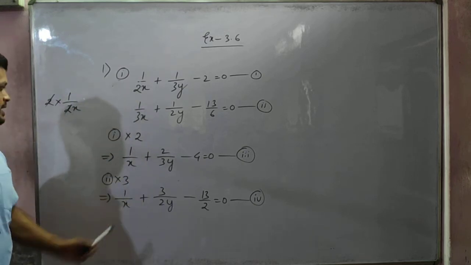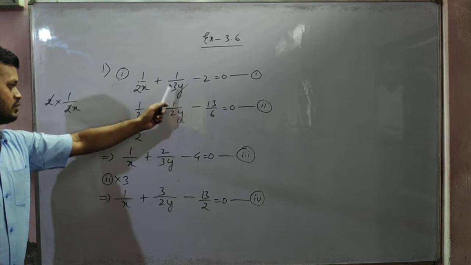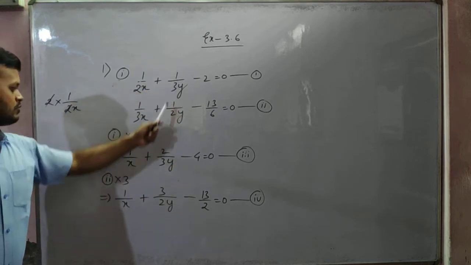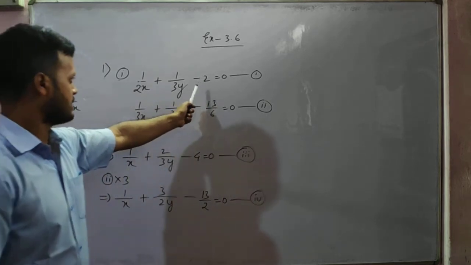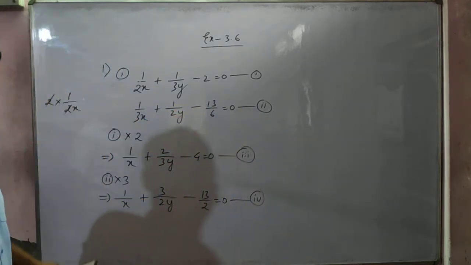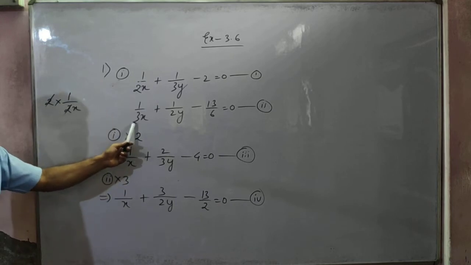So what will remain? 1 by x, and here 1 is there, below 3 is there. So 2 into 1 will be 2. So 2 by 3, and this 2 is multiplied with 2, so it will become 4. Same here below. Below I saw that here 3 is there.